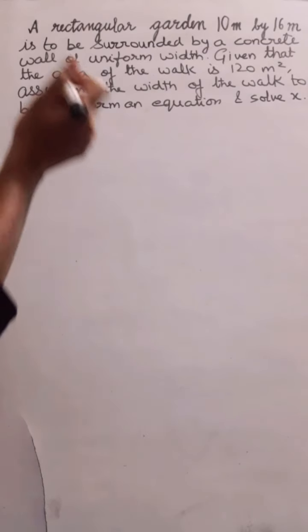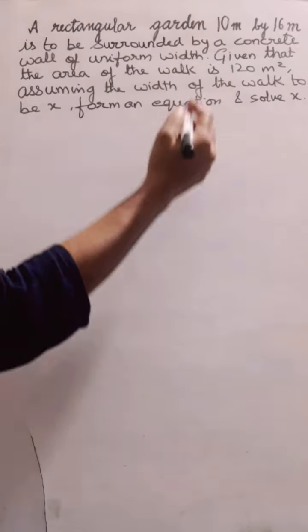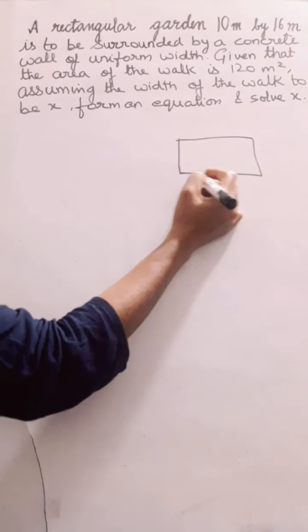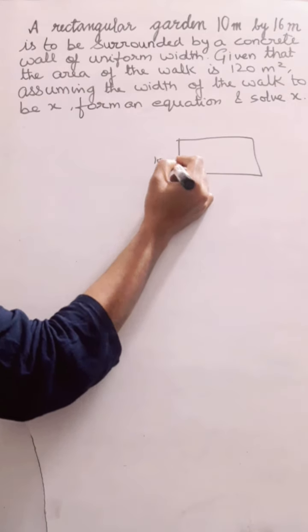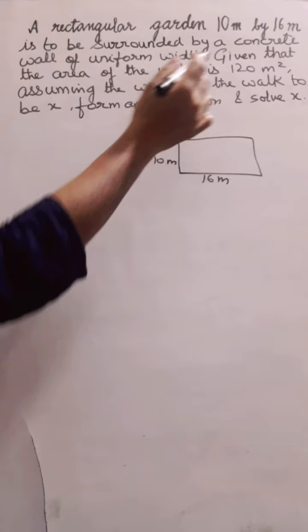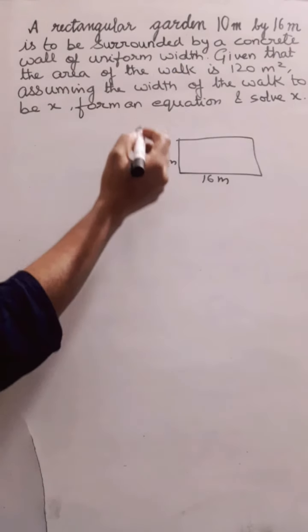Here in this question, a rectangular garden is 10 meter by 16 meter. So I am drawing a rectangular garden. It is 10 meter by 16 meter. Now, it is to be surrounded by a concrete wall of uniform width. Given that the area of the wall.